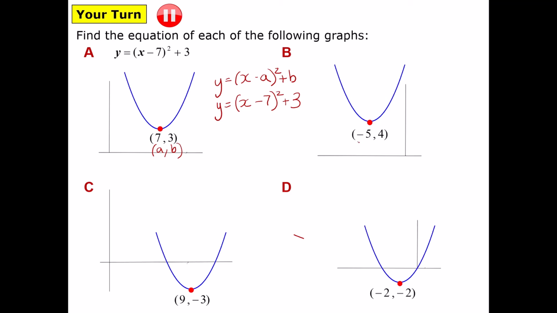The next one, this is your a and your b. So replace the a and the b into the formula to get (x plus 5) squared plus 4. The next one, your a and your b, replace it into your formula, so y equals (x minus 9) squared minus 3. And then the last one, y equals (x plus 2) squared minus 2. So really well done if you got all of them correct.